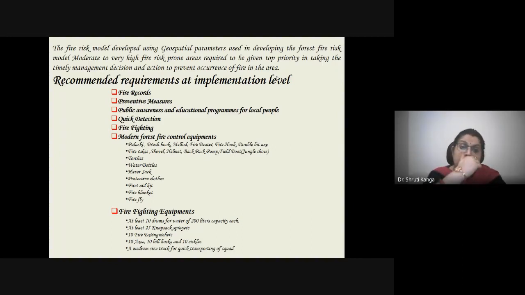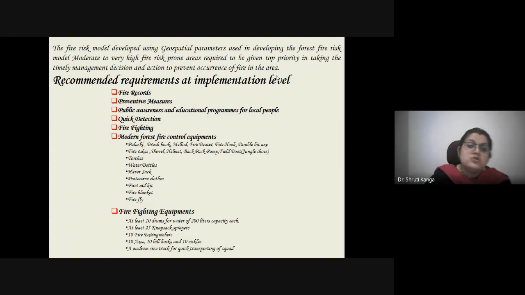Then we have to have quick detection techniques. We can also go for different forest fire fighting equipment available at the different compartment levels, so that if such things happen, those equipments can be readily available within the different forested areas, or with different forest management people or organizations, so that they can deal with the situations.